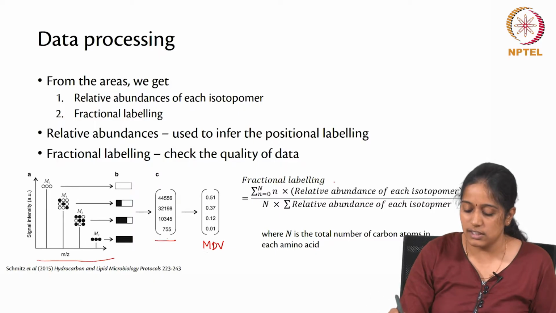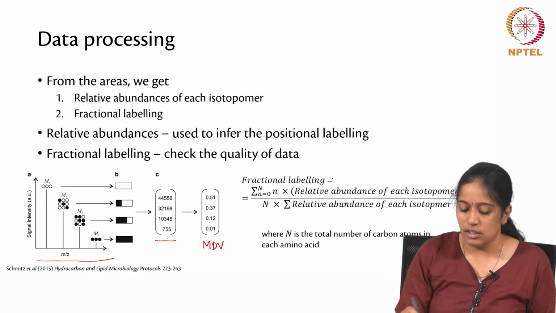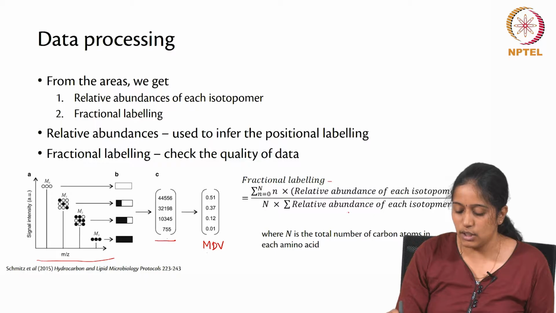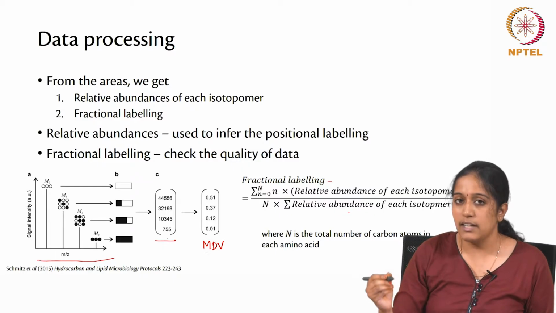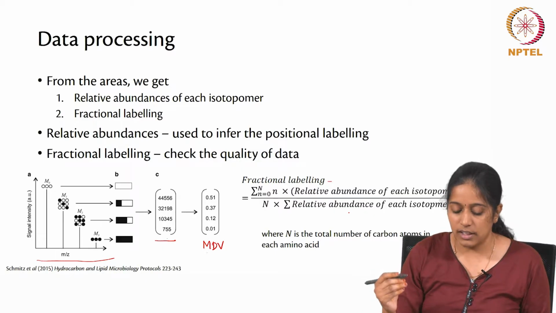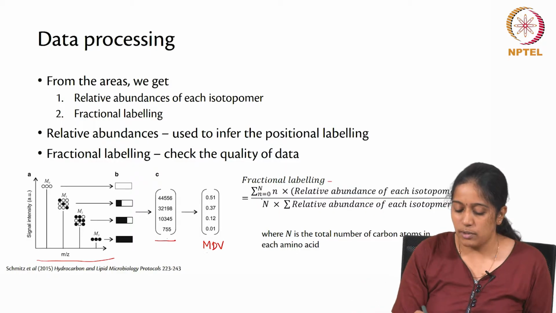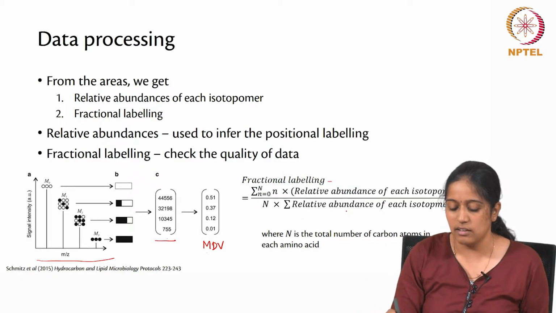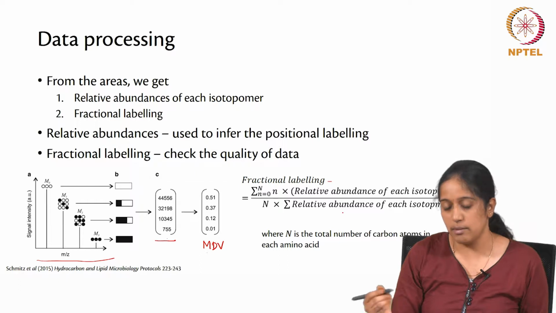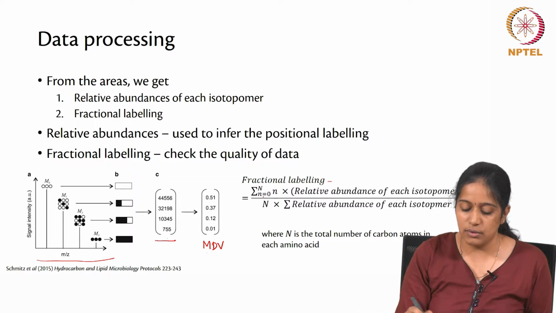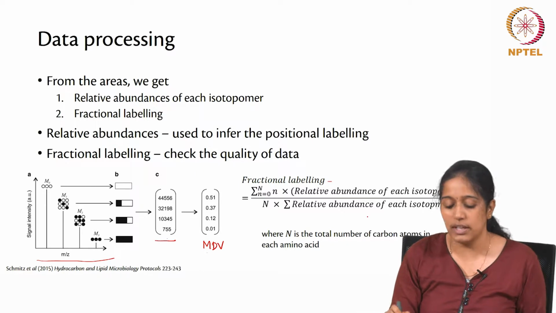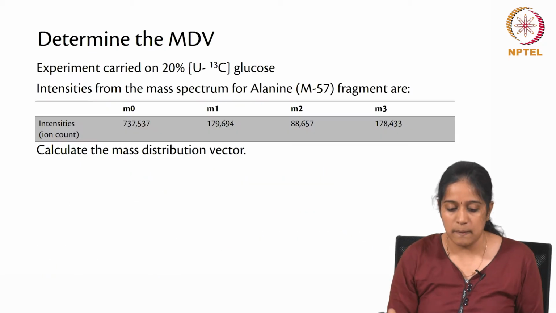The second thing is fractional labeling. Fractional labeling basically tells you about the labels at different positions in a given amino acid. So, the formula is this, and we would again be solving a few examples for you to have a better understanding of what exactly is fractional labeling.